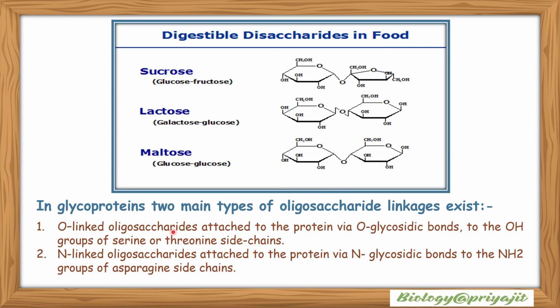In glycoproteins, we know two main types of oligosaccharide linkages exist. O-linked oligosaccharides attach to the protein via O-glycosidic bonds to the OH group of serine or threonine side chains. N-linked oligosaccharides attach to the protein via N-glycosidic bonds to the amino group of amino acid side chains like asparagine.